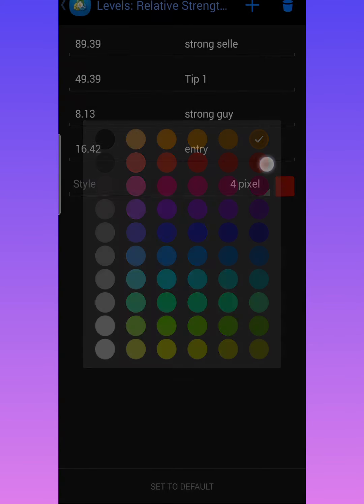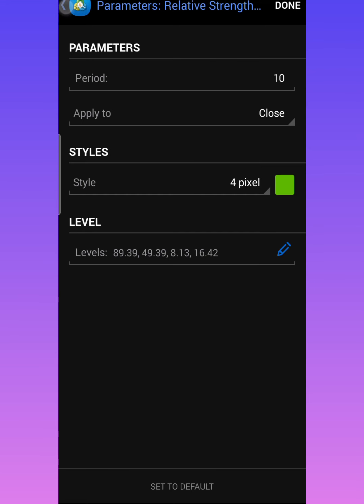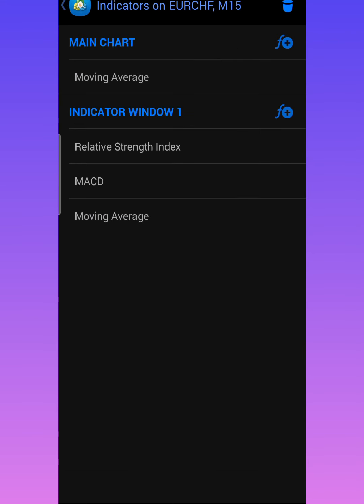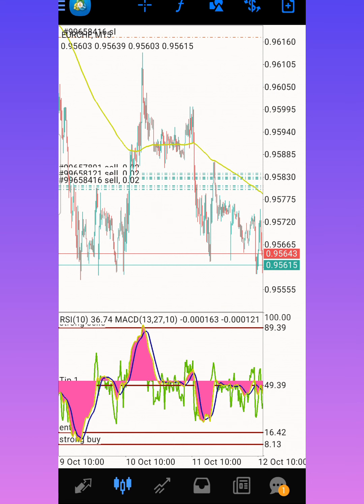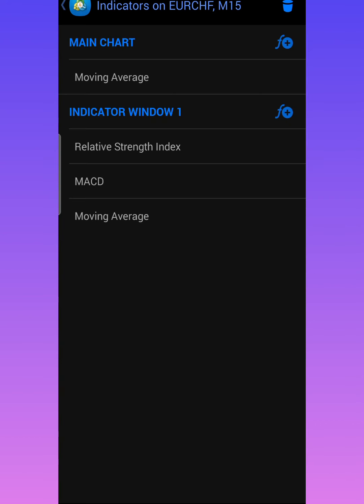Oh, must be red, this one right here. After you're done, come back here and then click done. Okay, after you click done, you're gonna come back here, and then you're gonna click F sign again. Okay, boom, F sign, and then you're gonna look for MACD.